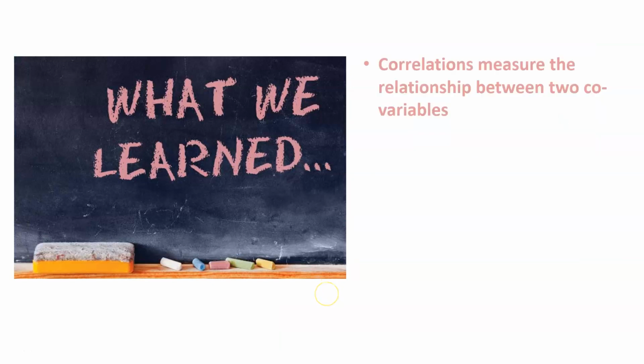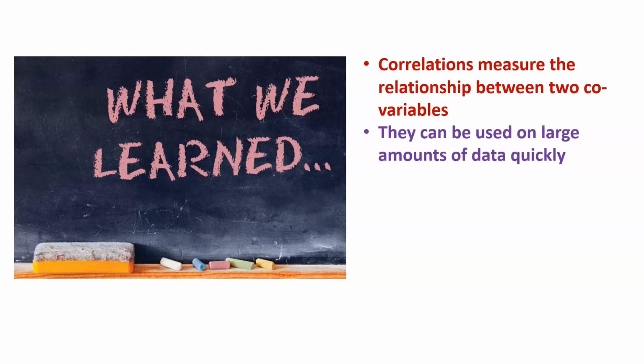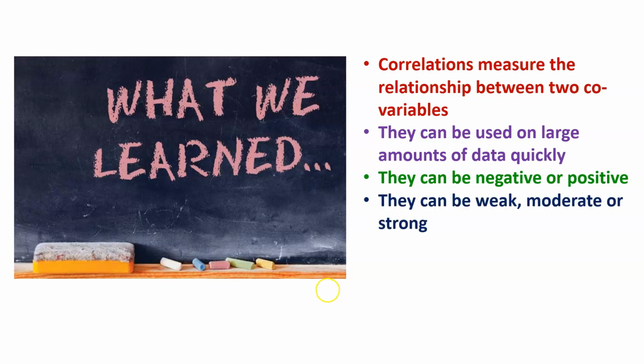So what have we learned today? First of all, we've learned that correlations measure two covariables. They don't measure differences, but they measure relationships. That they can be used on large amounts of data quite quickly and are usually used to precede further, more in-depth research. That we can get a negative or positive correlation. That we label them as being weak, moderate and strong, and researchers are really looking for strong correlations, and that we can represent those in a scatter diagram.